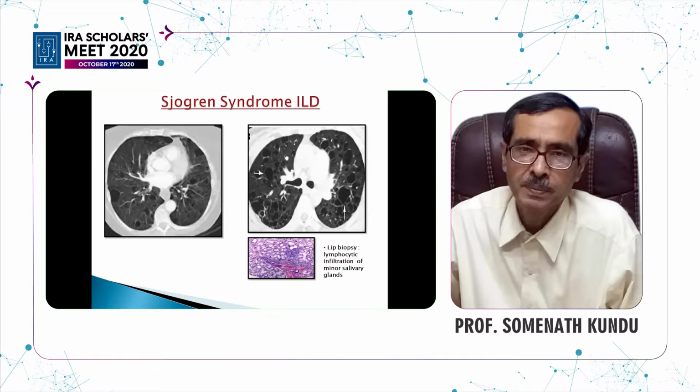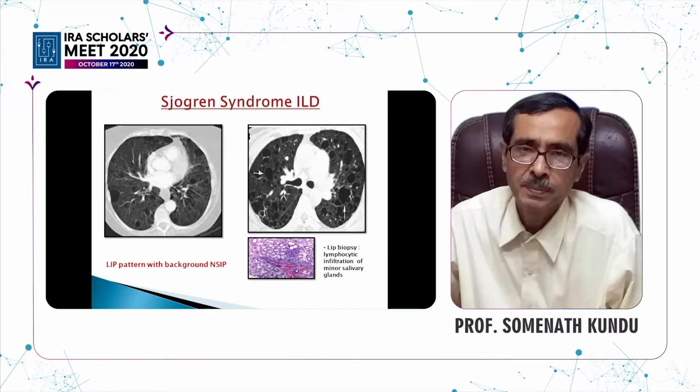Sjogren syndrome ILD has a typical feature, a mixture of NSIP with cystic changes. Find the black area, the cystic changes as a pattern or the LIP pattern. So LIP pattern in the background of NSIP is characteristic of Sjogren syndrome ILD.